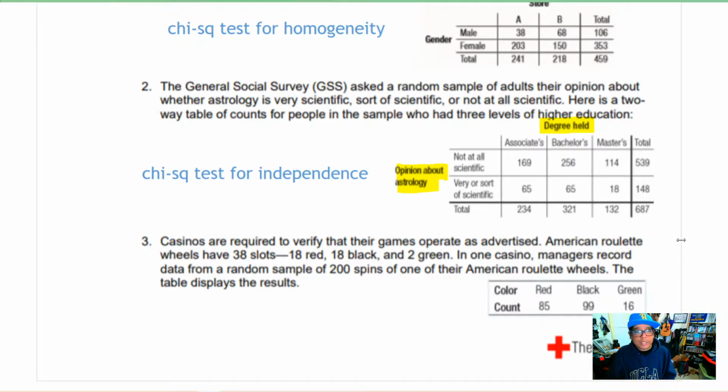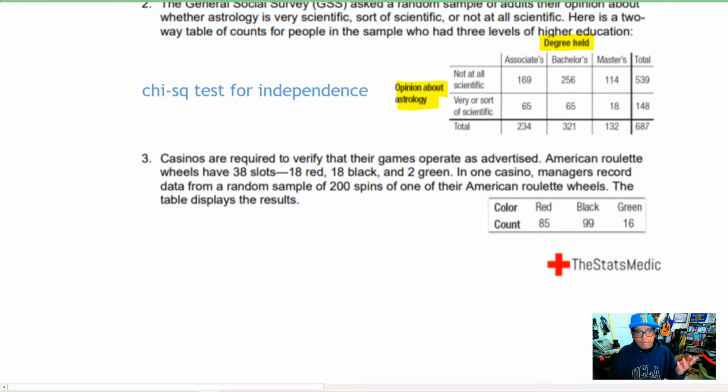So let's take a look at this data. We have color, red, black, and green, and then count. Well, this looks like we just have one variable, color, and we're checking the distribution of that one variable in that one sample. That says to me that we are looking at a chi-squared goodness of fit test.